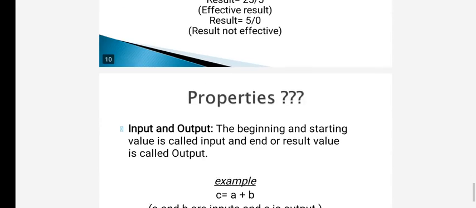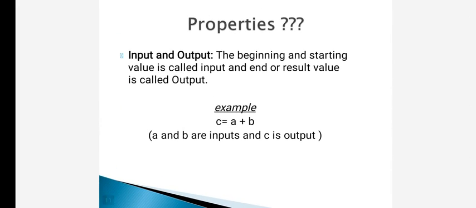In the next property, which is the last, input and output, the beginning or starting value is called input and the result value is called output. For example, C is equal to A plus B. Here A and B are inputs and C is output.